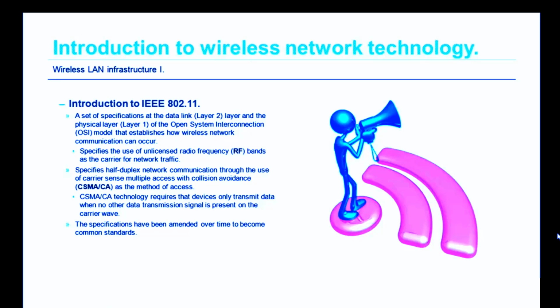It also specifies that network communication will be half duplex in nature, and that it will be implemented using carrier-sense multiple access with collision avoidance, or CSMA-CA. Carrier-sense multiple access with collision avoidance technology requires that devices only transmit data when no other data transmission signal is present on the carrier wave. Now, the 802.11 standards have been amended over time to become our common standards that we see today.